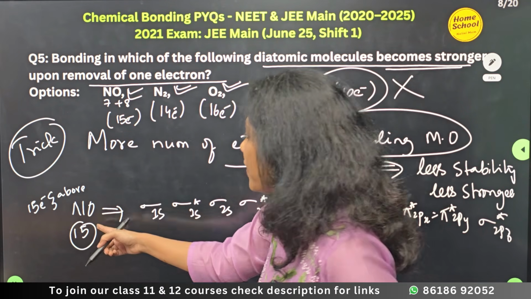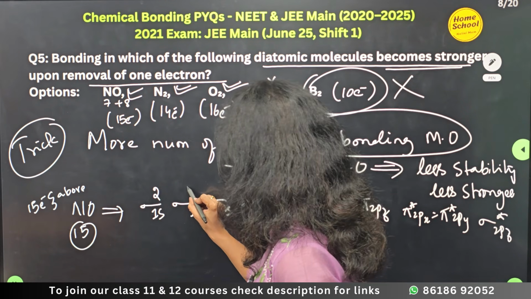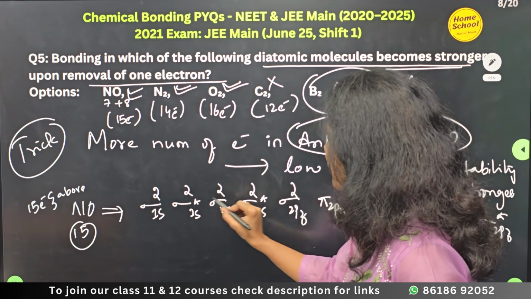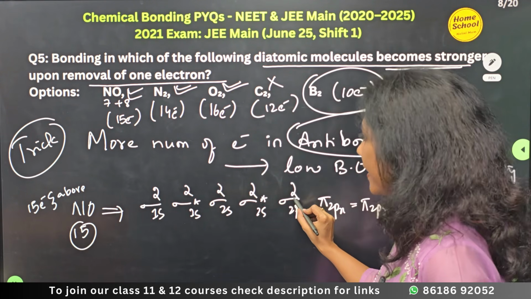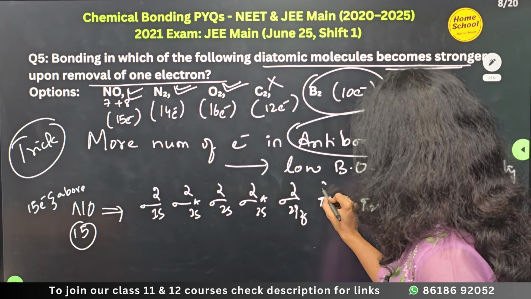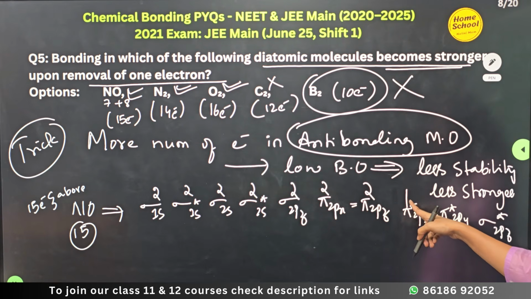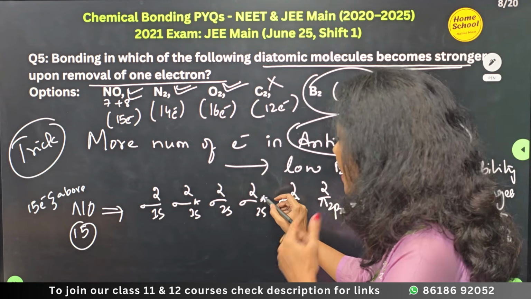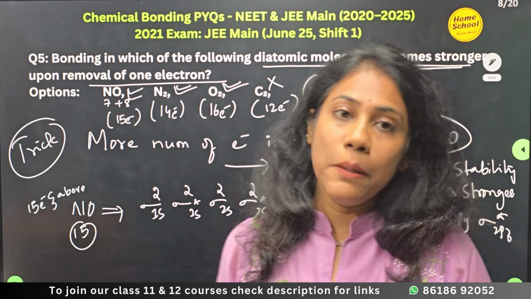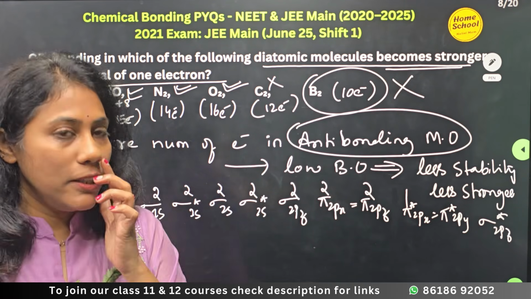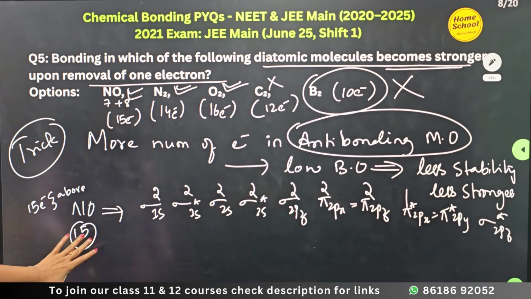Now it's 15 electrons, so I'll put 2 electrons here, 2 here. Every orbital gets 2. How many are over? 6, 7, 8, 9, 10 is over. 11, 12, 13, 14, 15. The 15th electron goes in the anti-bonding orbital. Whichever orbitals are marked with a star are anti-bonding. Without a star mark, they are bonding molecular orbitals. So this is what we have written for the 15 electron species.